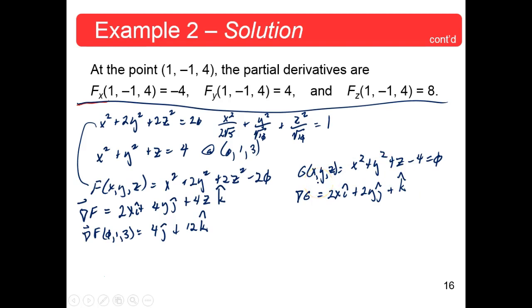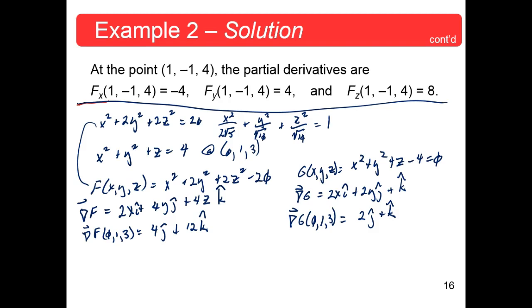Okay, and we want to evaluate that one, and this is a vector. I forgot to put it at 0, 1, 3. And what would that be? 2j plus k. That 3 doesn't have anything to do with it. Plus k. Okay, so far, so good.